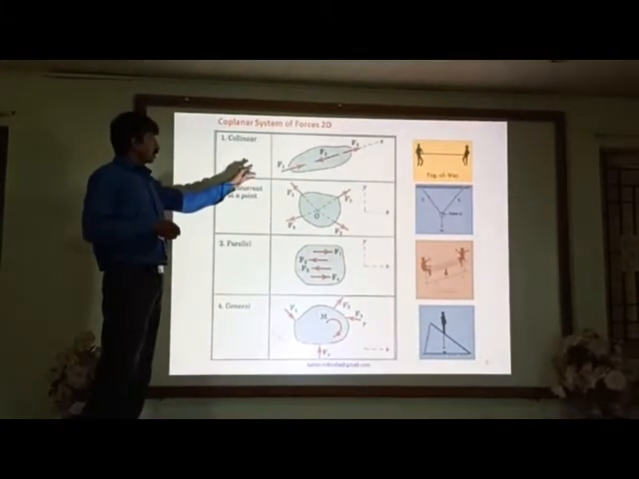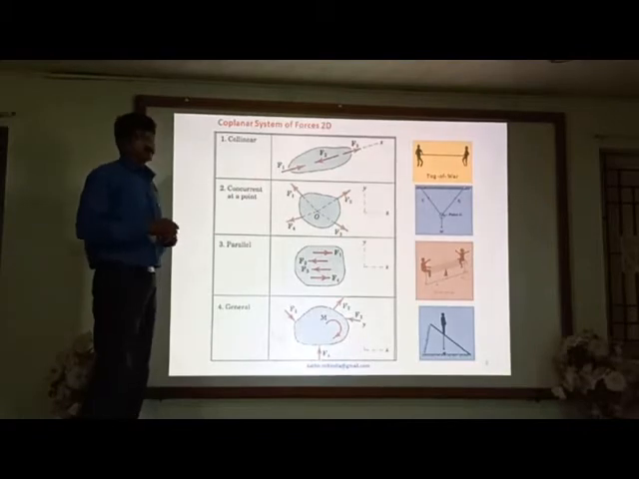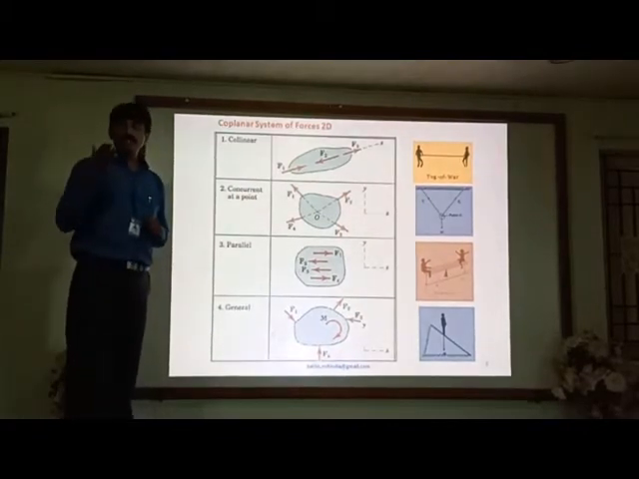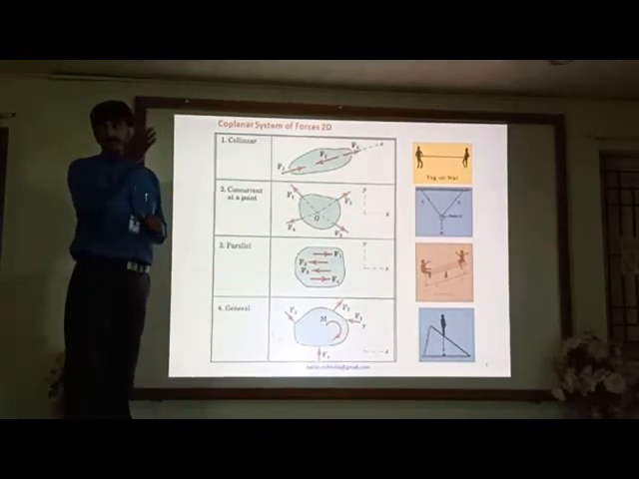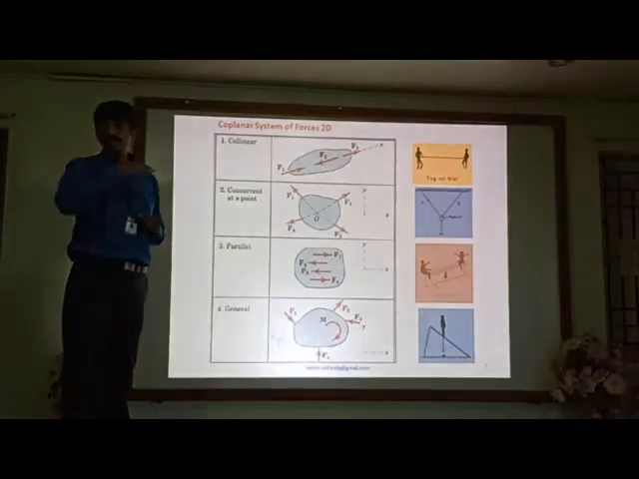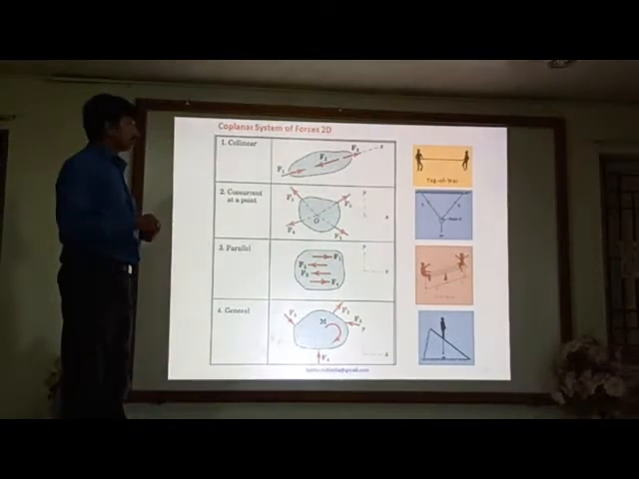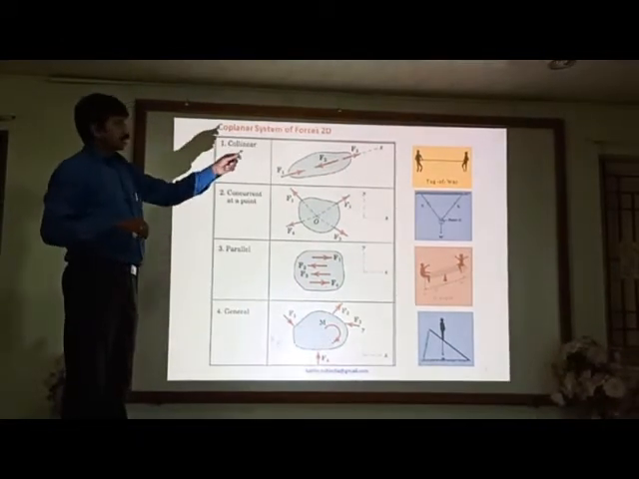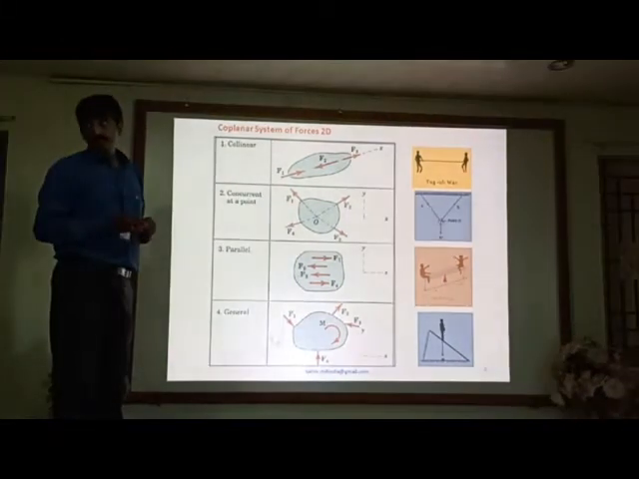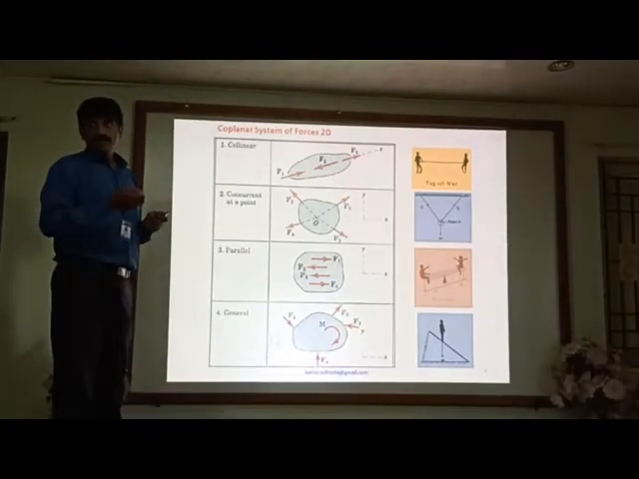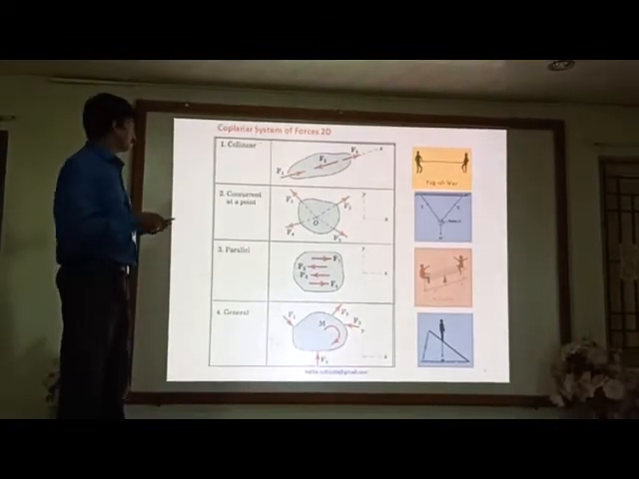The collinear force system just refers to the lines of action of forces being in the same line. The lines of action of several forces are lying on the same line. It is a collinear force system. The example sketch given is tug of war. The forces are acting along the same line of action.